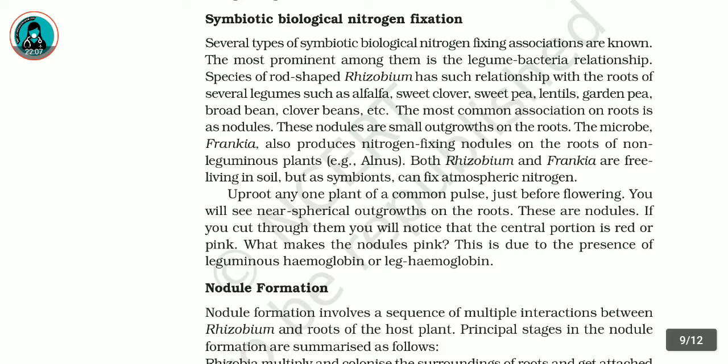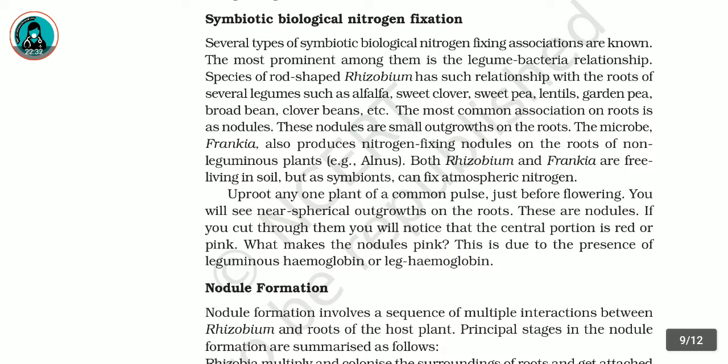The most common association on roots is as nodules. These nodules are small outgrowths on the roots. The microbe Frankia also produces nitrogen-fixing nodules on the roots of non-leguminous plants. Example: Alnus. Both Rhizobium and Frankia are free living in soil, but as symbionts can fix atmospheric nitrogen.